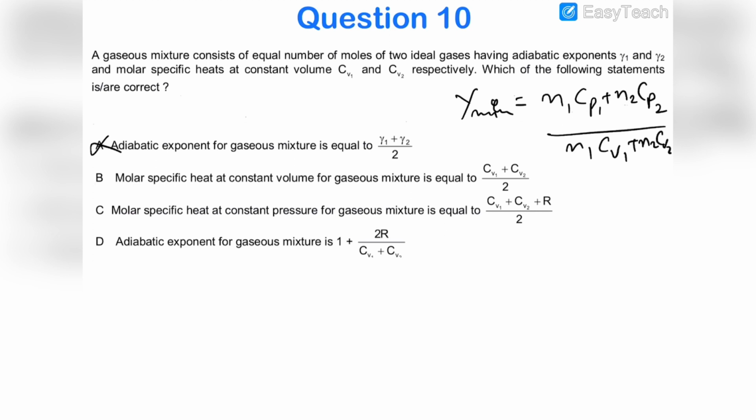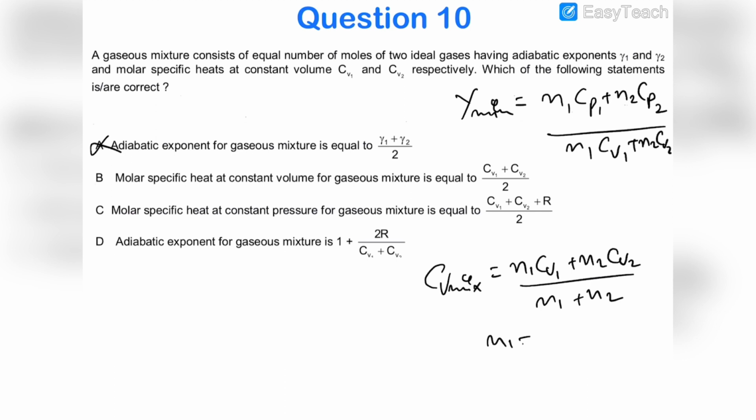Now, the molar specific heat at constant volume. So Cv of the mixture is equal to (N1 Cv1 plus N2 Cv2) upon (N1 plus N2). So if N1 is equal to N2, then Cv of the mixture is equal to (Cv1 plus Cv2) by 2.